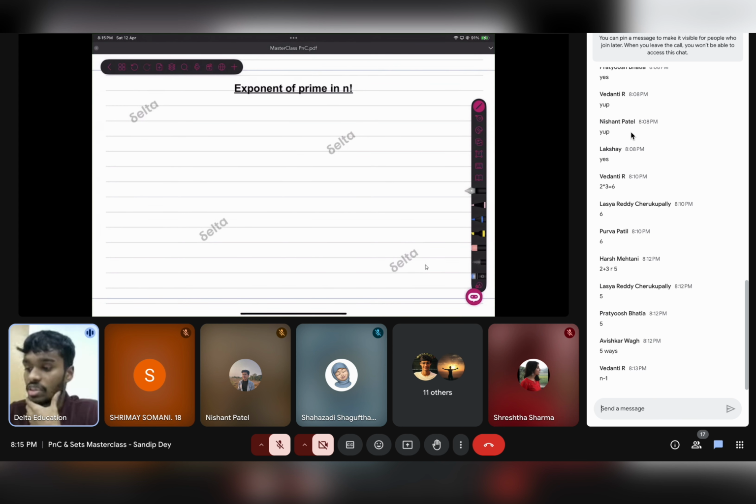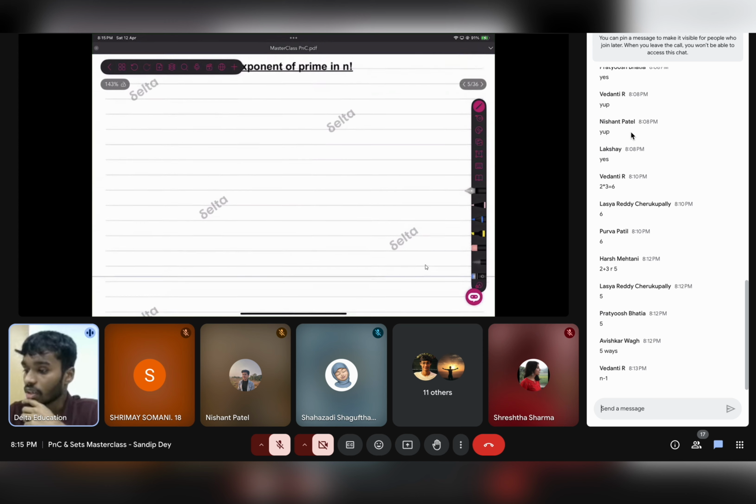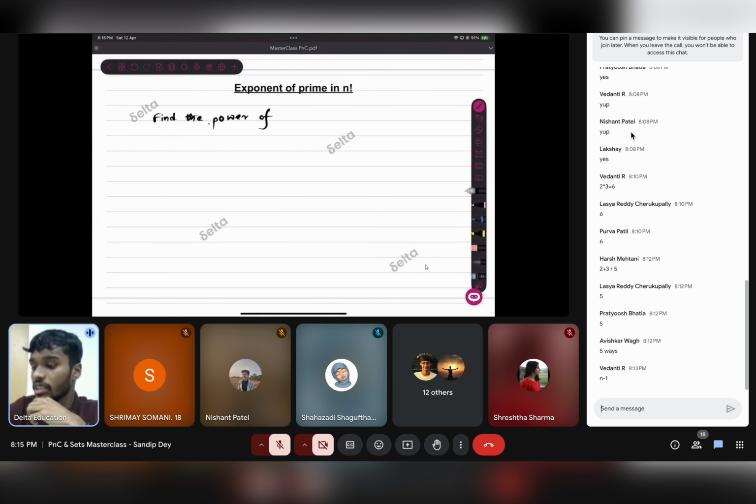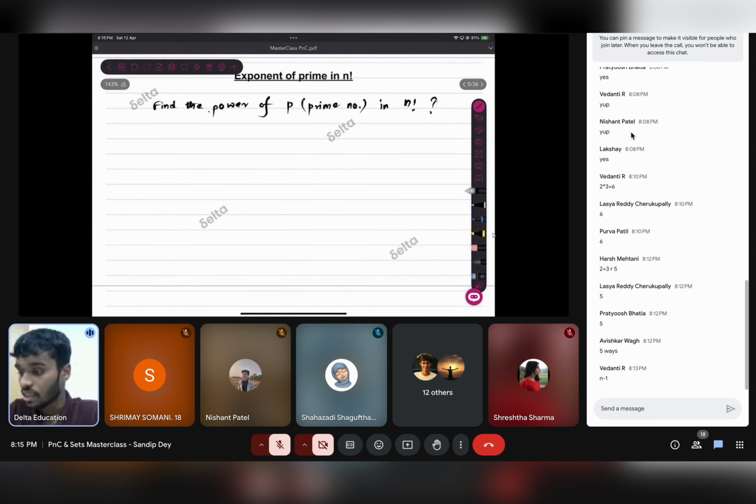The concept is the exponent of a prime in n factorial. Do you guys know the formula for this? Let's say I want to find the power of p, where p is a prime number, in n factorial. How to find it? Do any of you know it? There is a very famous formula actually. Okay, if you don't know, I am going to explain it.